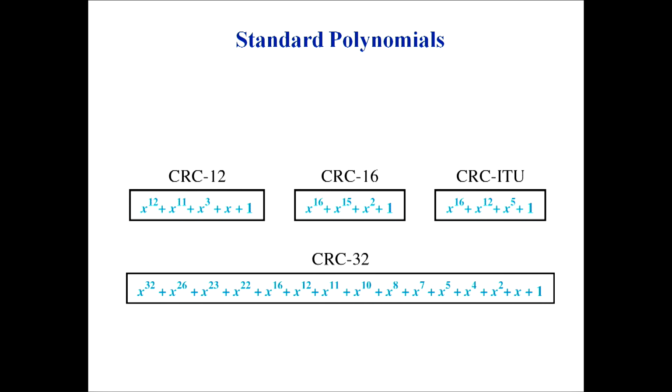Next. These are the general standard polynomials used by the sender to choose the divisor: CRC 12, CRC 16, CRC ITU, CRC 32. The 12, 16, 32 are nothing but the highest power in the polynomial.